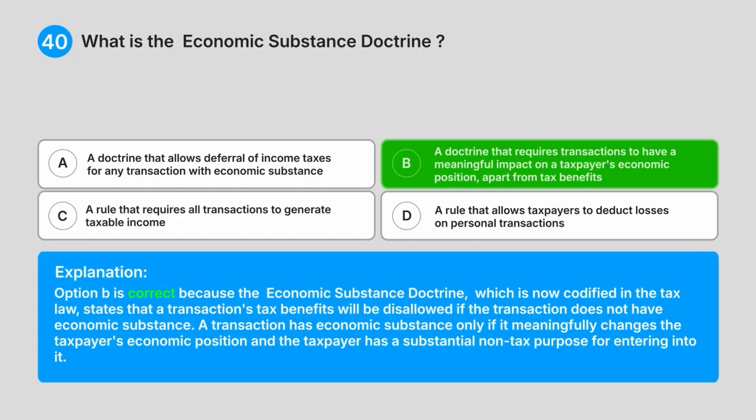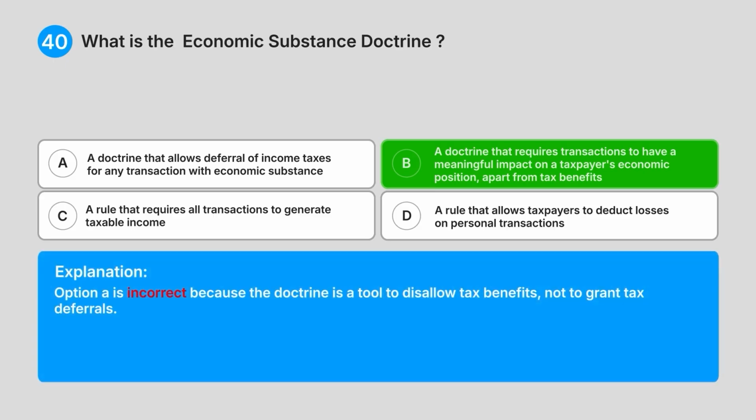Explanation. Option B is correct because the economic substance doctrine, which is now codified in the tax law, states that a transaction's tax benefits will be disallowed if the transaction does not have economic substance. A transaction has economic substance only if it meaningfully changes the taxpayer's economic position, and the taxpayer has a substantial non-tax purpose for entering into it.